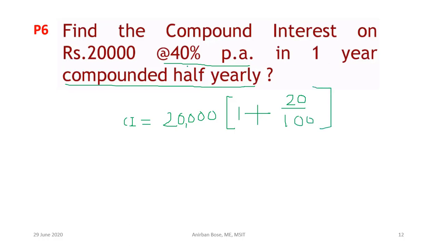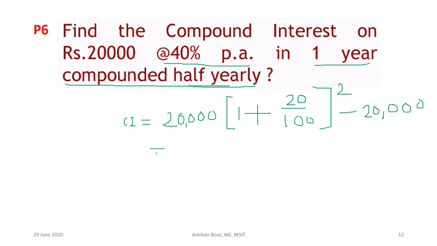Now how many such half periods? Because in 1 year you have to find out how many half periods there are, since it is compounded half yearly, so the whole to the power 2. Okay, so 2 half years are there, and that is why 2. So now you just subtract what? The principal, that will be the compound interest.